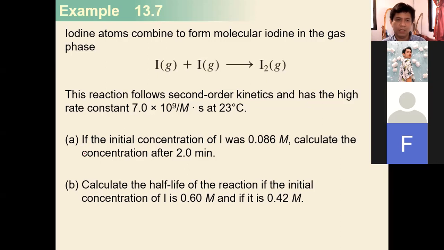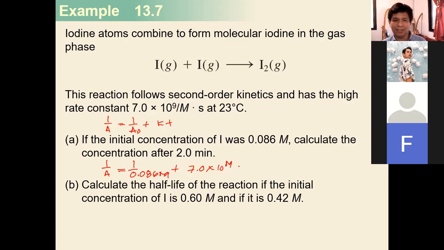So relatively madali lang naman tong letter A. Gamitin niyo lamang yung na-derive nating equation: 1 over A is equal to 1 over A sub O plus K times T. Substitute lang yung given. Pinapahanap lamang yung final concentration, itong A. Yung initial natin is 0.086 molar. Tapos, ang K natin, ito, 7 times 10 to the 9.